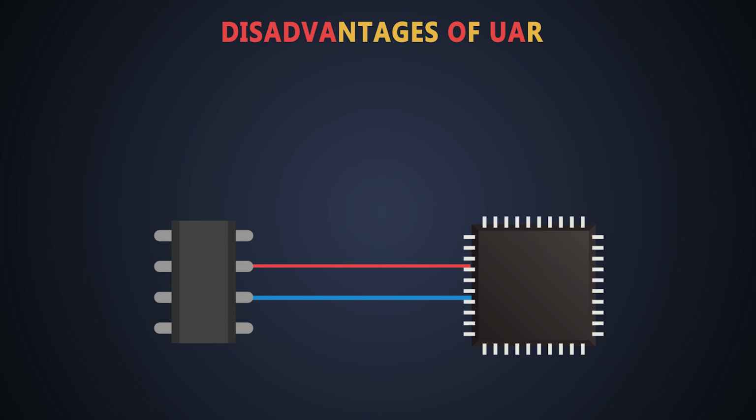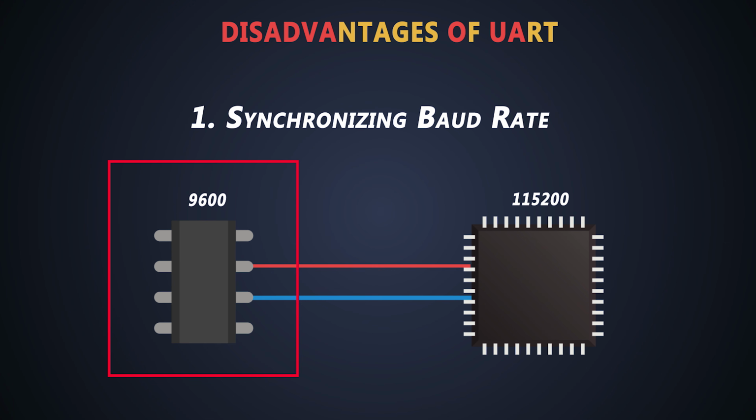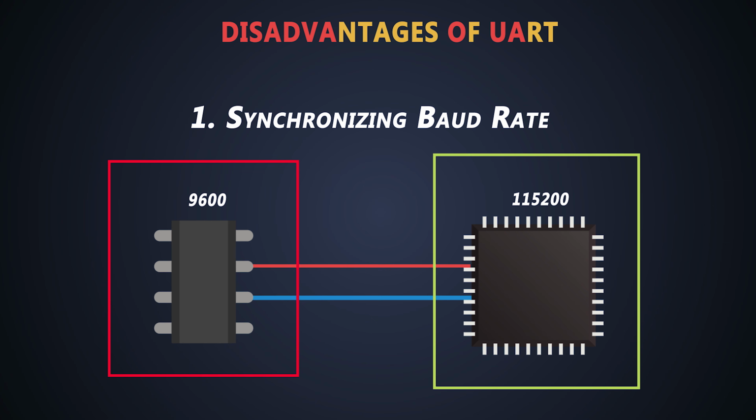However, there are some disadvantages as well. For synchronization, the baud rate of both devices needs to be common, and that's where the limitations come. If one device has a lower baud rate capacity and the other device can support higher baud rates, still we will need to go for the low baud rate which the first device supports.